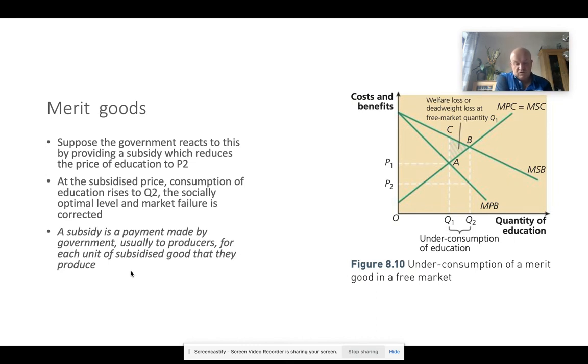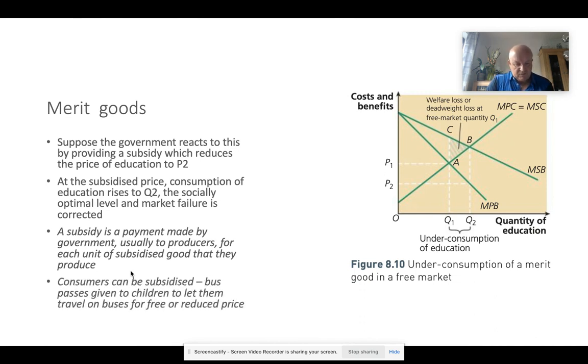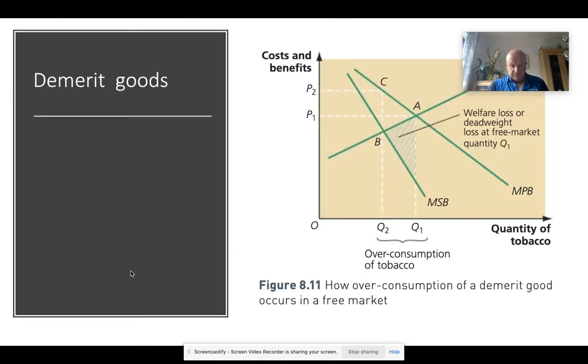Now, the subsidy in this case is normally a payment of some description that's made by the government, usually to producers, for each unit of subsidised good that they produce. So effectively it means that their costs of production for each item are significantly reduced. In some cases, you might find that consumers are subsidised too. So bus passes might be given to children to let them travel on buses for free or at a reduced price. So they can be aimed at consumers as well as producers to try to encourage them, in this case, to use public transport.